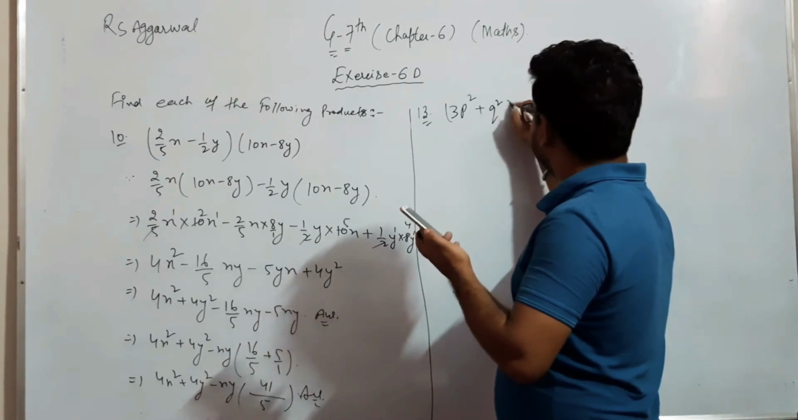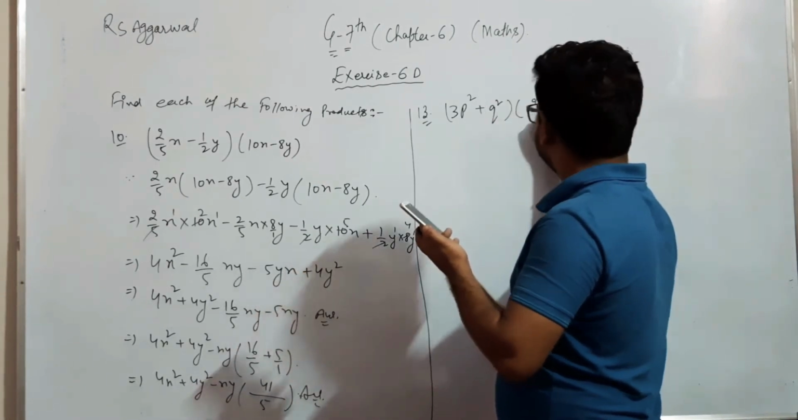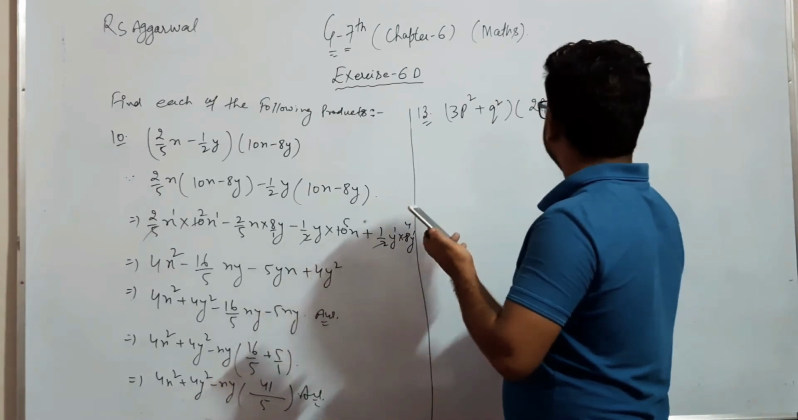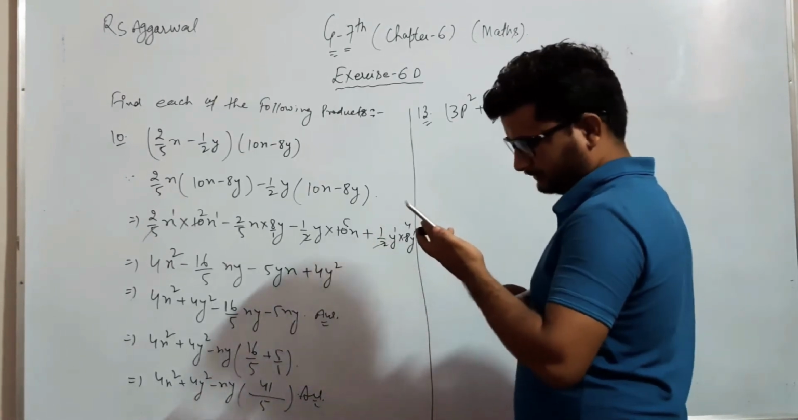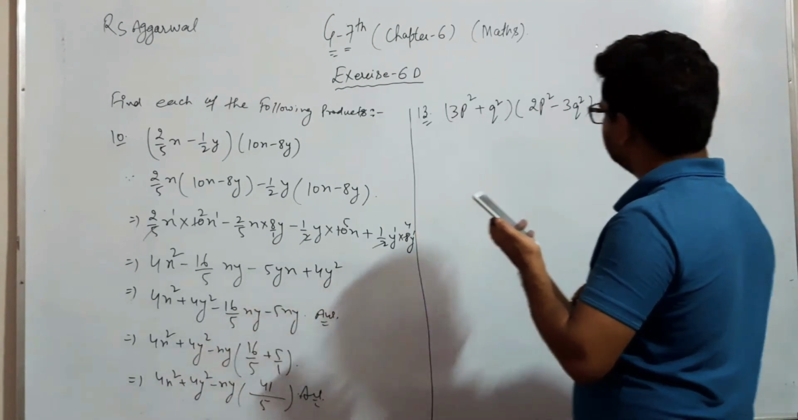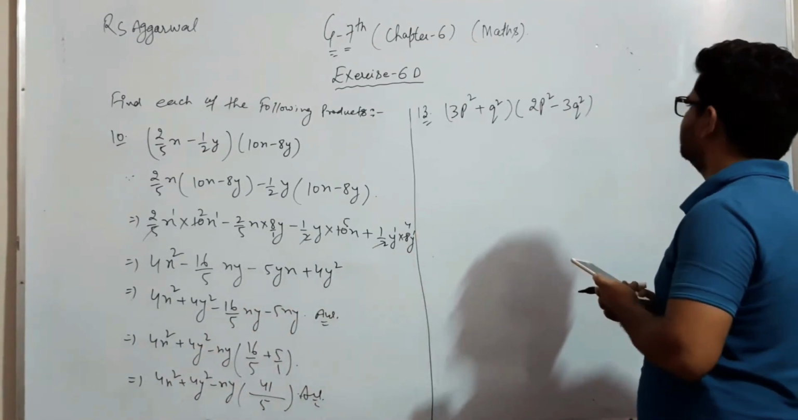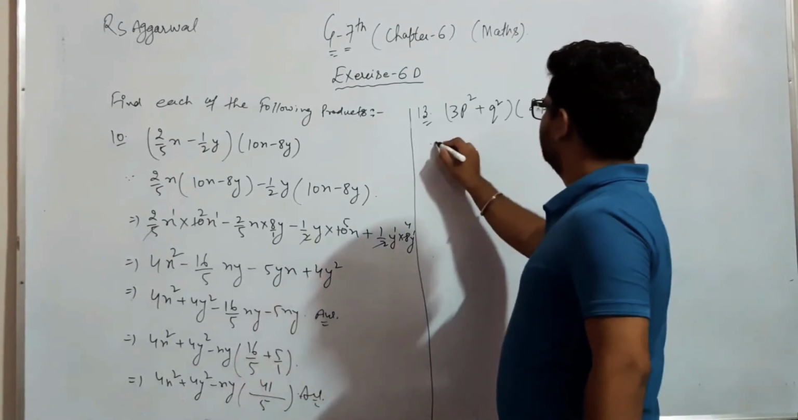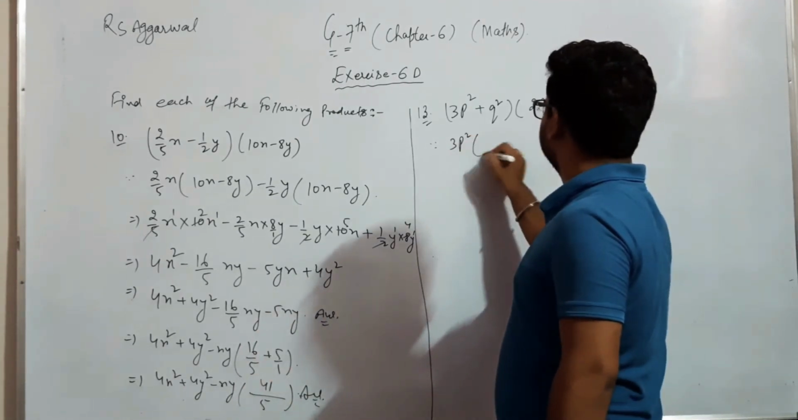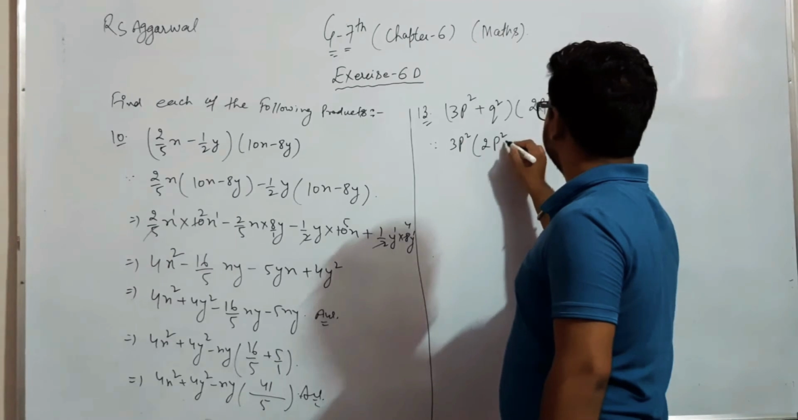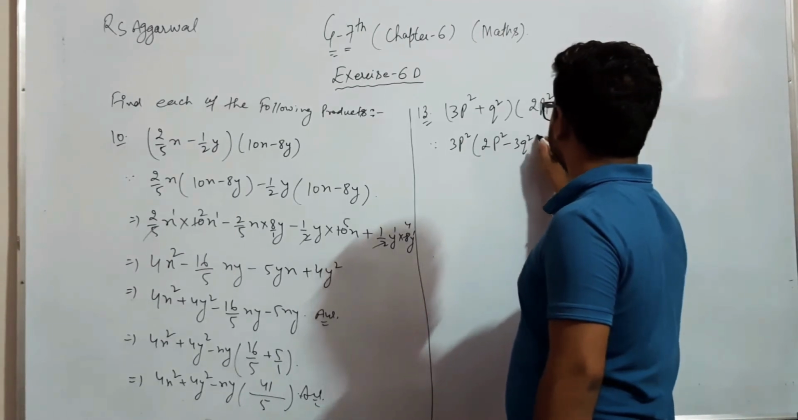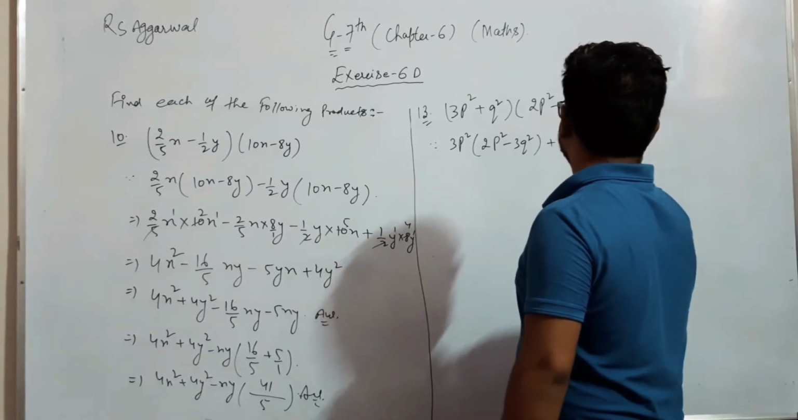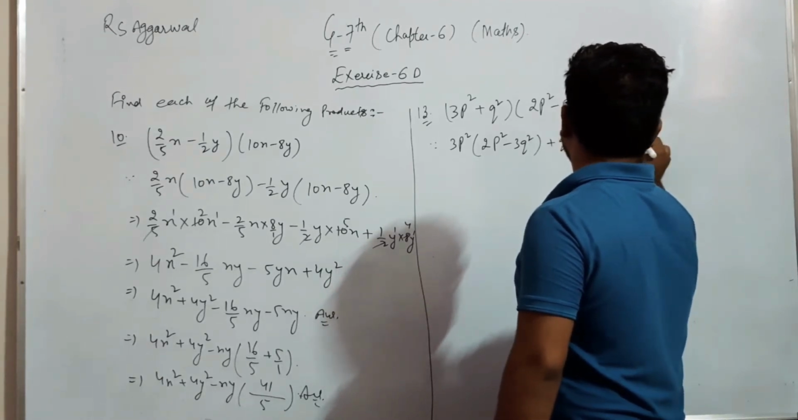q raised to power 2, then it multiplies with 2p2 minus 3q raised to power 2. So the question is 3p square plus q square, times 2p square minus 3q square. So this is the question. Same way, we take 3p raised to power 2, first multiply the whole value 2p2 minus 3q2. Then we take plus q raised to power 2, then 2p2 minus 3q2.